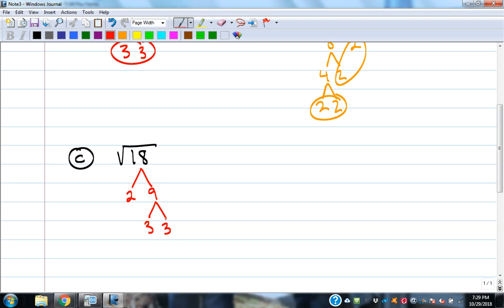I look for pairs. There's a pair of 3s. So that means there's a 3 on the outside. This 2 stays on the inside.